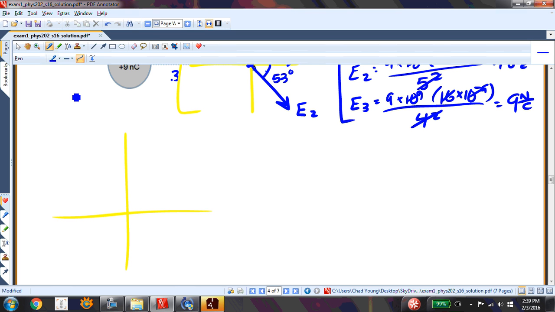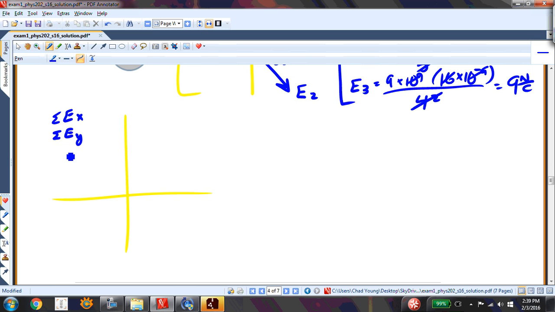So now I can add it up. I'm going to sum up all the electric field in the x and sum up all the electric fields in the y. I'm going to get this: in this direction, E1 plus E2 cosine 53, and that's going to equal 19.8.